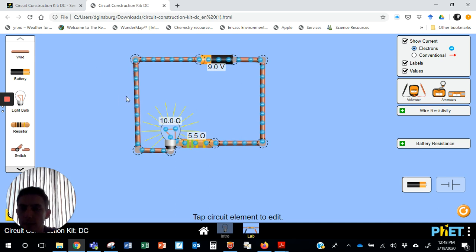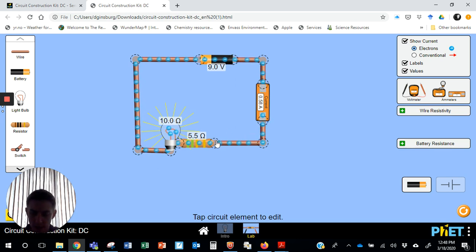Okay. If you want to, you can also incorporate an ammeter into any part of your circuit. So to do that, drag an ammeter from there, like that, add in another piece of conducting wire to close your circuit, and this shows that we've got a current of 0.58 amps.